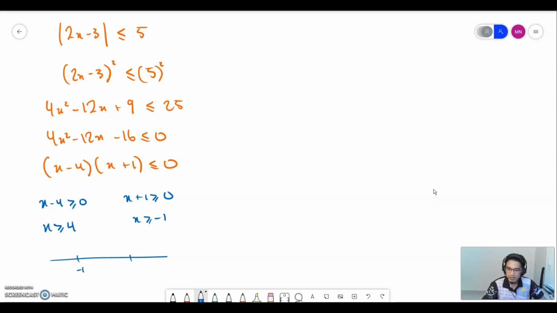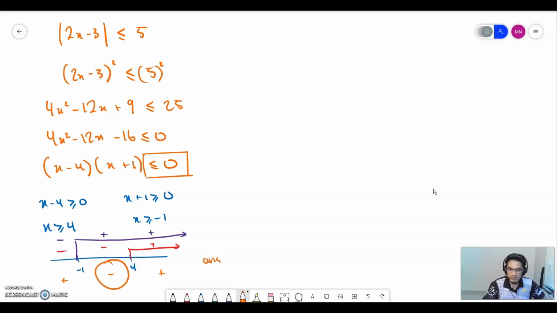So we have negative 1, we have 4. Positive, negative, negative, positive, positive, negative. So multiplication will cause it to be a positive, negative, and a positive. So we back to our inequalities. We want less than or equal to 0, so we choose a negative region. So the answer is still the same, which is from negative 1 until 4.